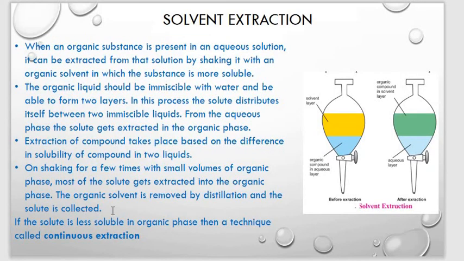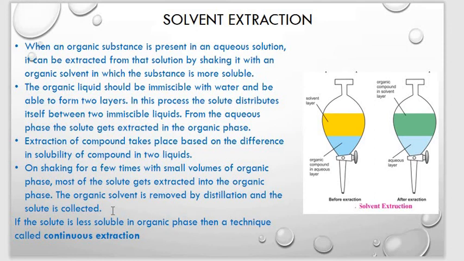Now, solvent extraction. When an organic substance is present in an aqueous solution, it can be extracted from that solution by shaking it with an organic solvent in which the substance is more soluble. The organic liquid should be immiscible with water and be able to form two layers. In this process, the solute distributes itself between the two immiscible liquids and gets extracted from the aqueous phase into the organic phase.